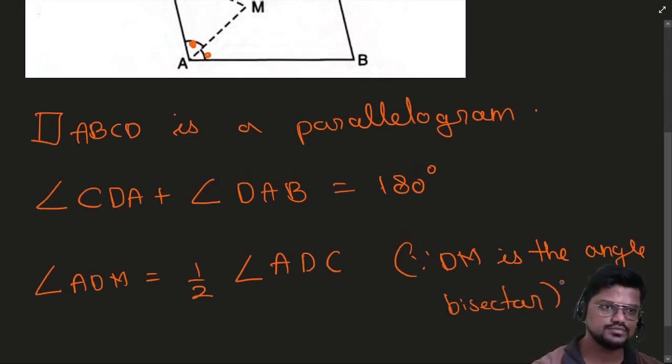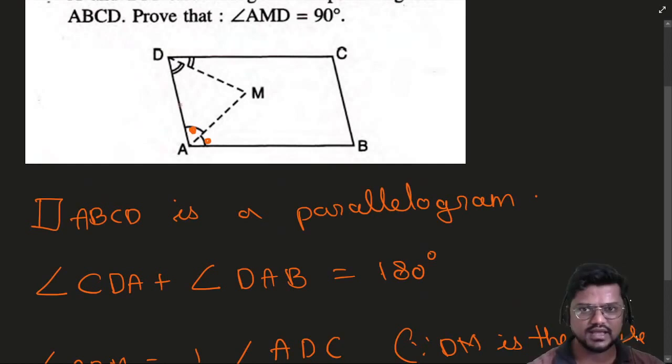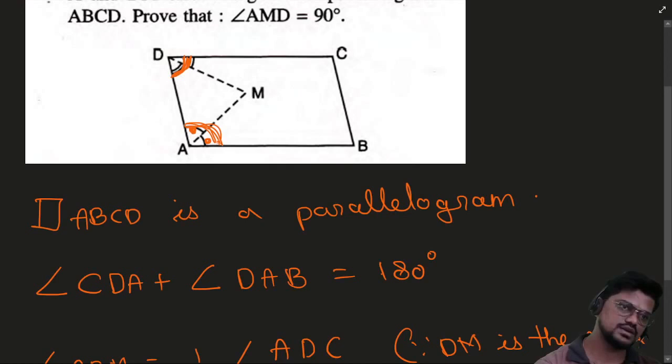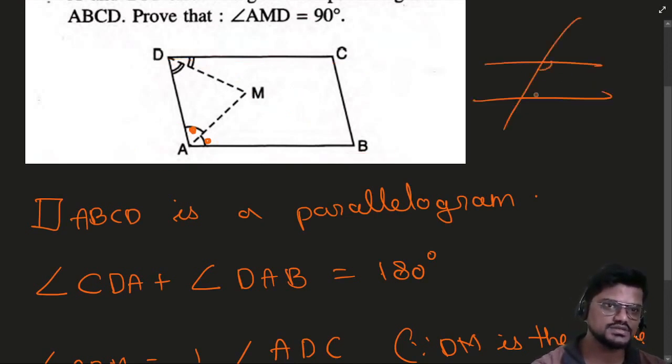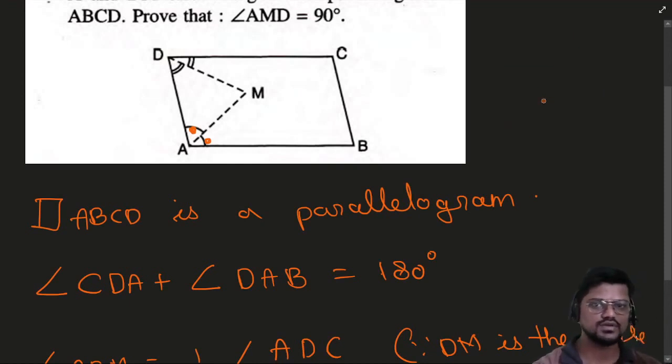Sir, AD, co-interior will be angle D and angle A, no? Sir, can you explain that? This angle and this angle, the sum of these two angles will be equal to 180 degree, because these two lines are parallel. If any two lines are parallel, if you draw a line, this angle plus this angle will be equal to 180 degree.